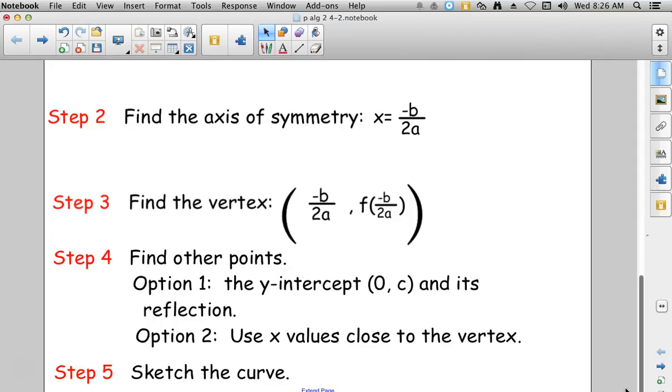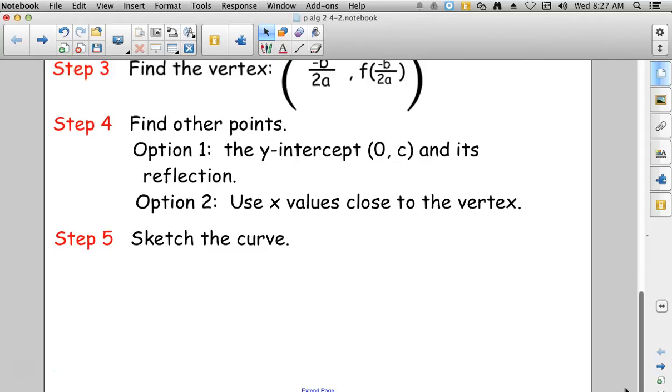You know, and like it says, option 2 would be use an x value that's reasonably close to the vertex. You know, with parabolas, they go up pretty fast because they deal with powers. You probably don't want to pick one that's like 10 because your numbers are going to be huge and you're not going to want to graph it. So stay reasonably close to the vertex and then just sketch the curve. You know, that's what we do.